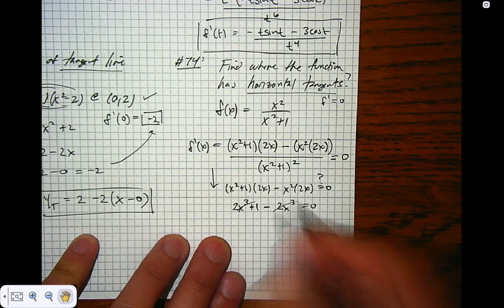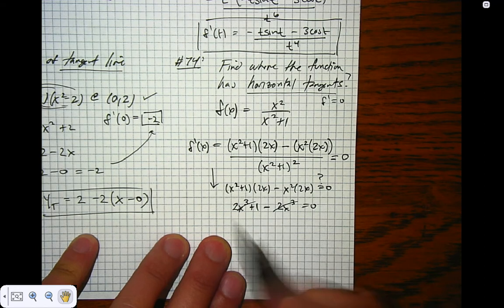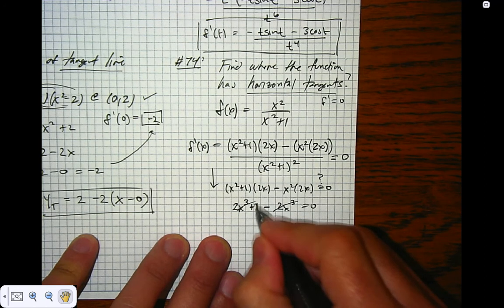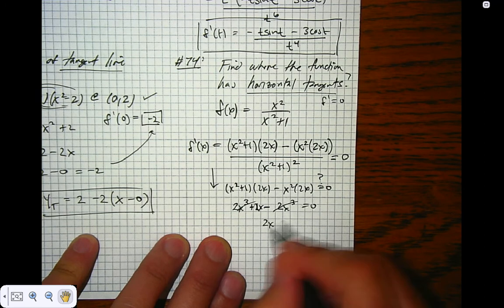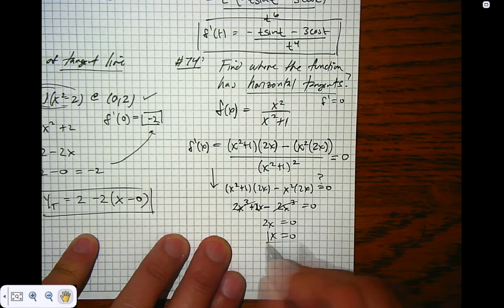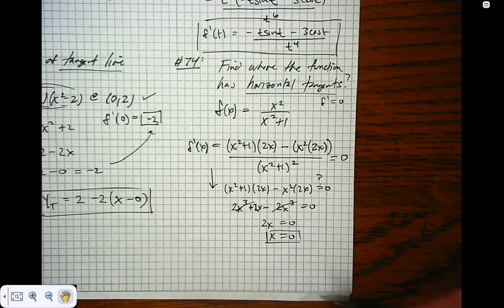That's awesome. Is that right? 2x cubed plus 2x. I said it, but I didn't write it. Okay, minus 2x cubed. Those go away, and I get 2x is equal to 0, which will happen only once at an x value of 0.